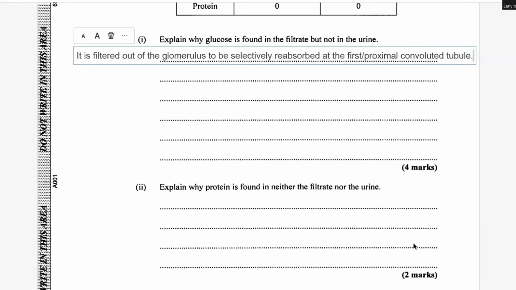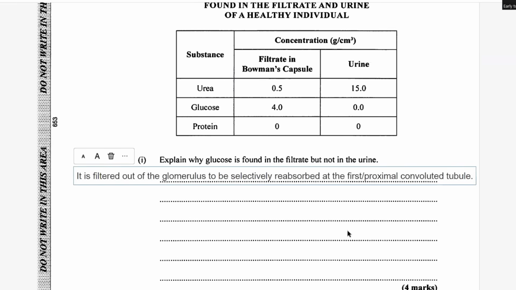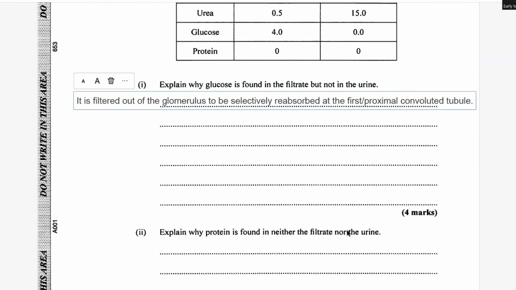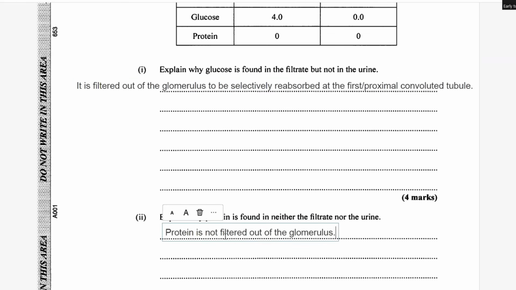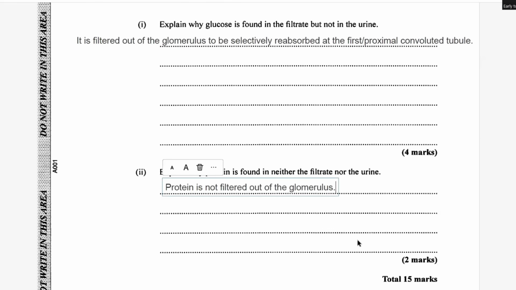Explain why protein is found in neither the filtrate nor the urine. Again, this is a healthy individual, but protein is not filtered out of the glomerulus. You don't want protein leaving the blood because remember, your cells, the antibodies, all of that is protein. Could you imagine if that was filtering out from your glomerulus? It means you are not a healthy individual and you would be running into problems.